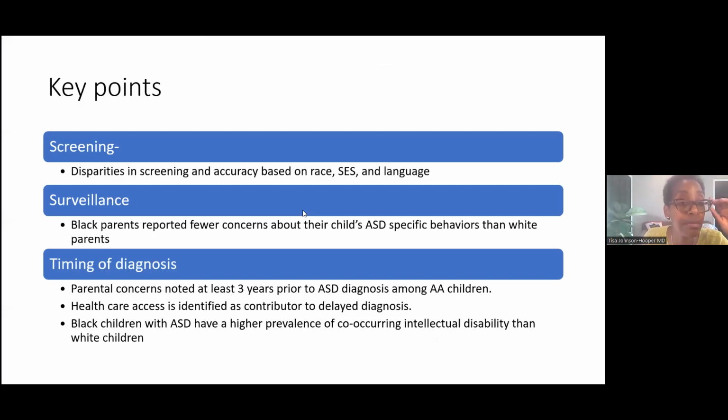Our key point here is that parental concerns were noted at least 3 years prior to autism diagnosis among African American children. Healthcare access is identified as a contributor to delayed diagnosis, and Black children with autism have a higher prevalence of co-occurring intellectual disability than white children.